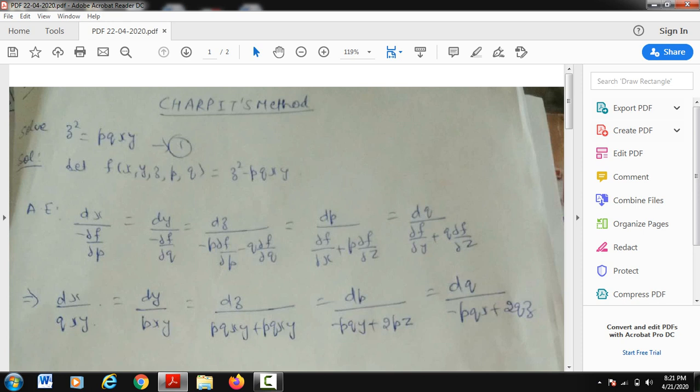Then you have to remember the auxiliary equations of Charpit's method. The auxiliary equations are dx over minus curly f over curly p, dy over minus curly f over curly q, dz over minus p curly f over curly p minus q curly f over curly q, is equal to dp over curly f over curly x plus p curly f over curly z, is equal to dq over curly f over curly y plus q curly f over curly z.